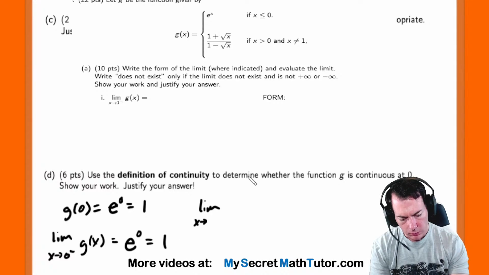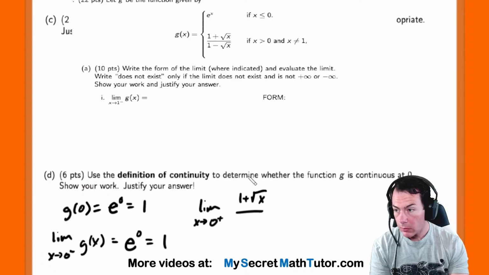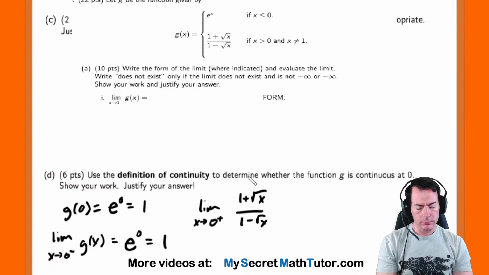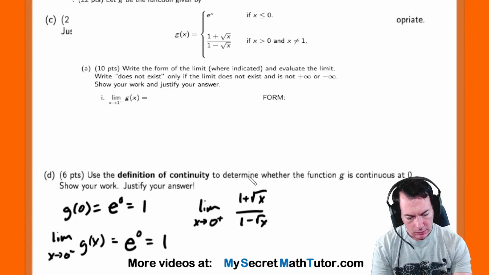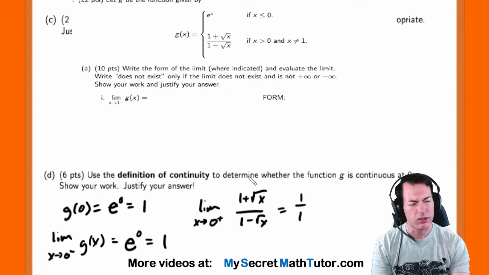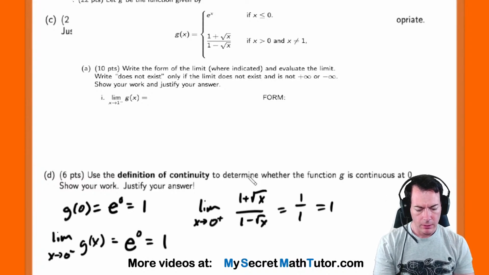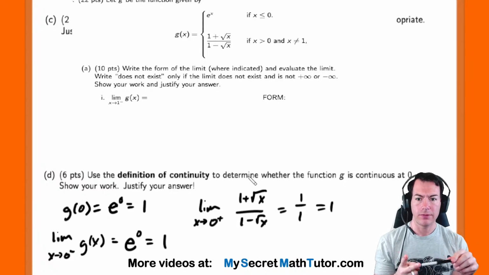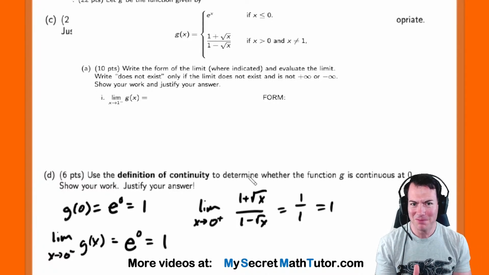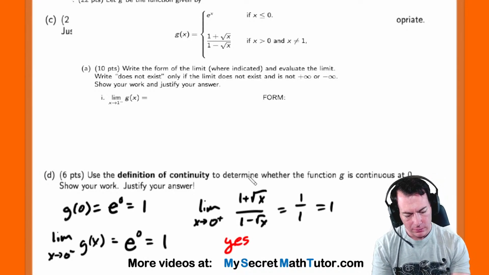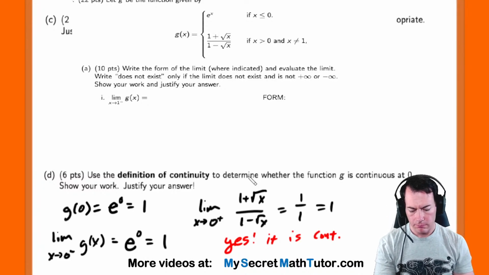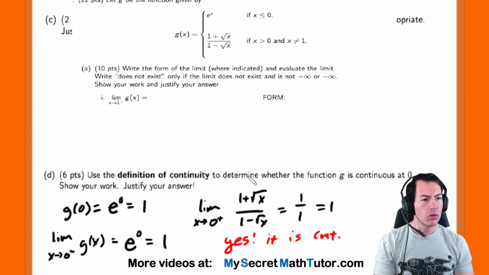Limit as x approaches 0 from the right side. This will use the 1 plus the square root of x all over 1 minus the square root of x. If I just plug in 0, neither the top nor the bottom go towards 0, so I can just plug it in directly, and sure enough we get 1. So those are the three things. We check the value, we check the left-hand limit, the right-hand limit. They all equal the same thing. So we can say that yes, this is continuous. Very nice. All right, moving on. What else we got?